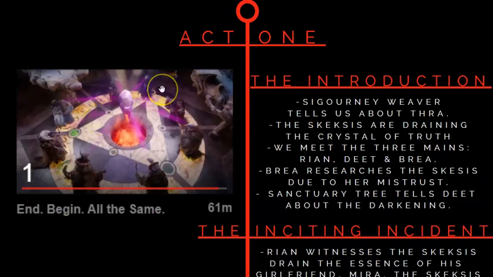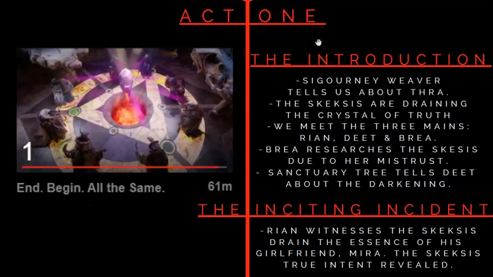So we're in the first episode, and we begin. I call this first sequence the introduction because it's all about introducing the world, the characters and the story. So it opens with Sigourney Weaver telling us about Thra, a new world, another time, all that stuff. And she tells us that the Skeksis are draining the Crystal of Truth, the crystal that they bamboozled Aughra out of by giving her an orrery or something they call it. And then we meet the three main characters, Rian, Deet, and Brea.